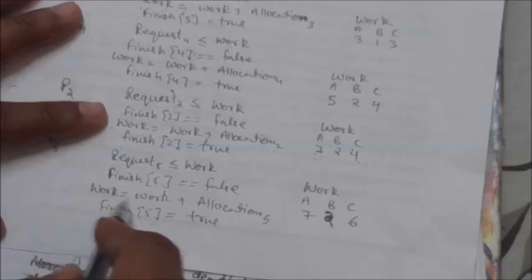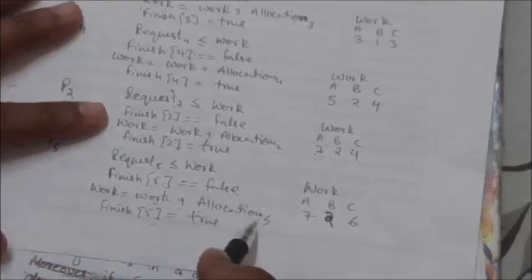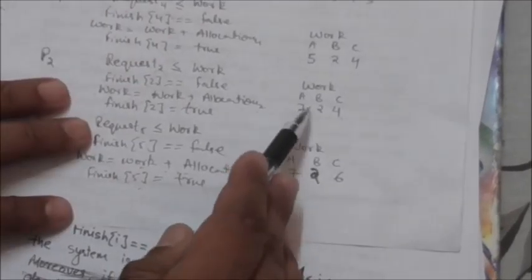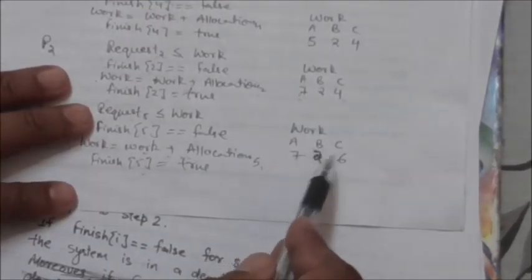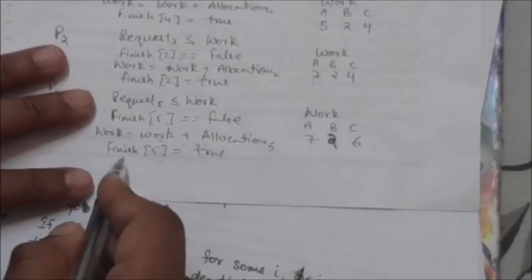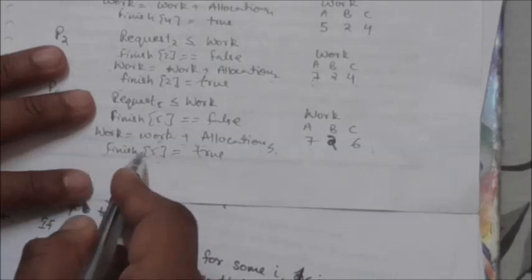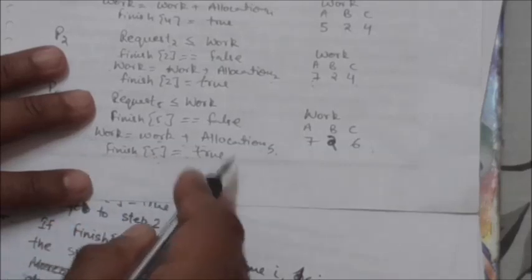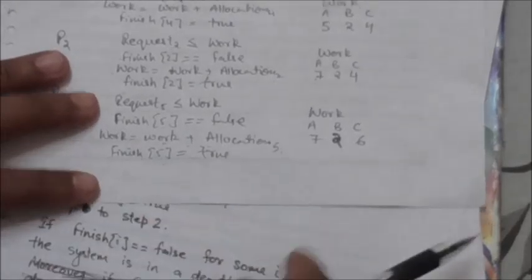So what we will do, we will update the work vector. To work vector, we will add the fifth row of allocation matrix. Fifth row of allocation matrix is 0 0 2, right? So when we add 0 0 2 to this work vector, we will get this new value of work vector 7 2 6. And after that, we will update this finish vector, right? In finish vector at index 5, we will set the value true, and then again we will go to step second of algorithm.